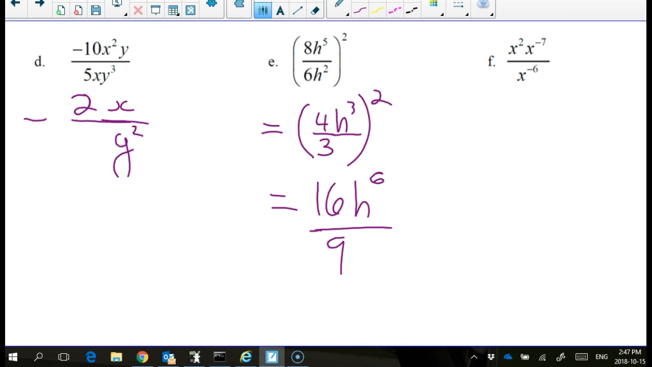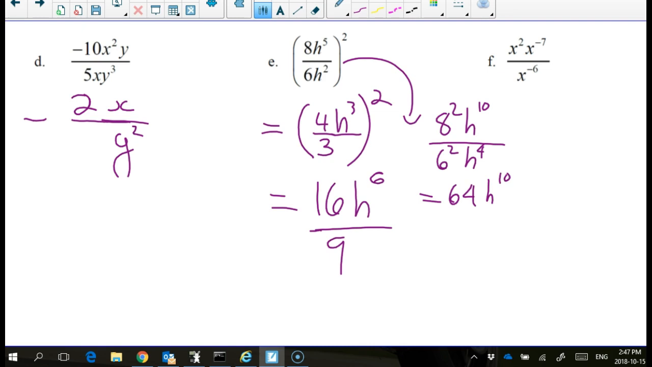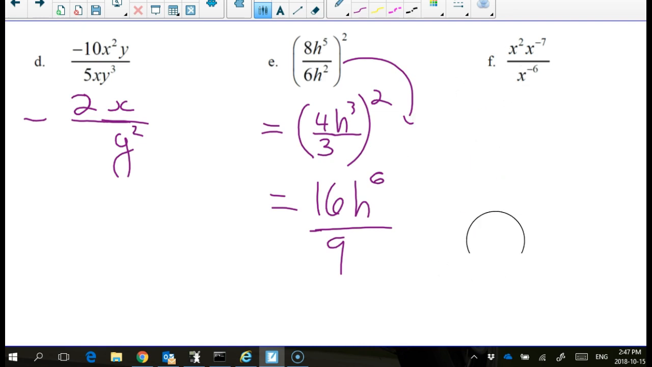Okay, another way you can do this is to, in fact, square. Get 8 squared, h to the 10th over 6 squared, h to the 4th. So 64h to the 10th over 36h to the 4th, and then reduce this, and you'll get 16h to the 6th over 9. I don't like that, right? It just makes it overly complicated. So I think it's nicer if you can simplify this first, and then square it. It makes things a little bit easier.